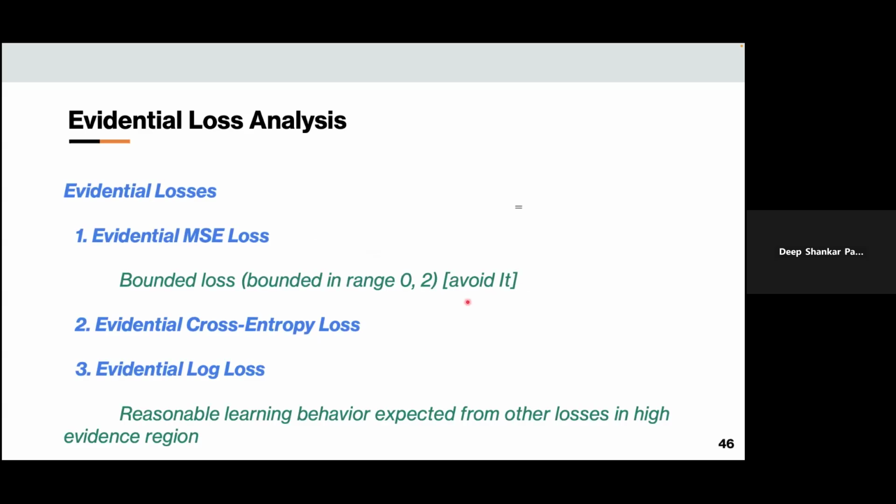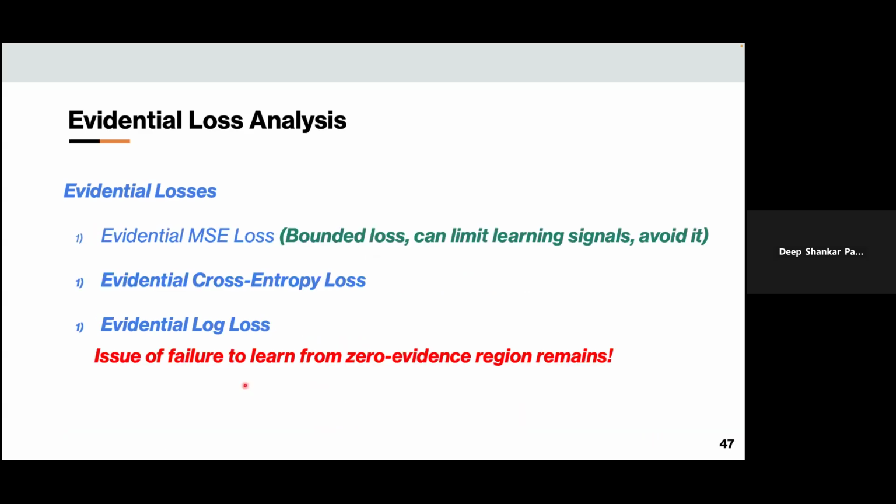For the other two losses, we found that reasonable learning behavior could be expected in the high evidence region. But these losses would not be able to solve the original issue, that is, the failure to learn from the zero evidence region.